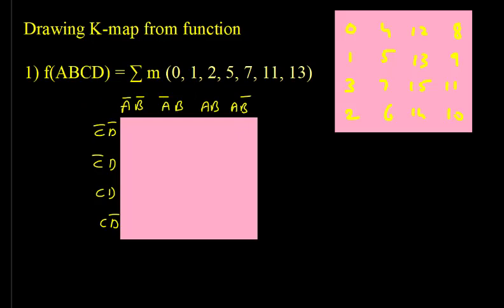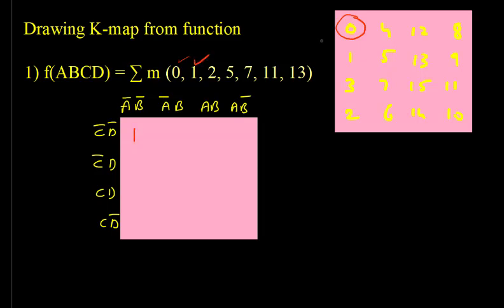Now let us see how to draw a 4-variable K-map from a function. So this is the function given to us. F of ABCD is sigma small m 0 1 2 5 7 11 13. So small m means this is a SOP K-map, and all these numbers must be 1. So this 0 cell number comes at this point, so this becomes 1.